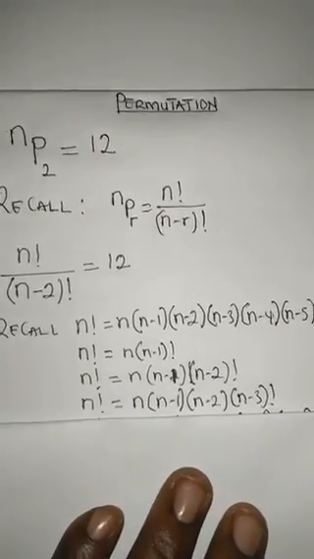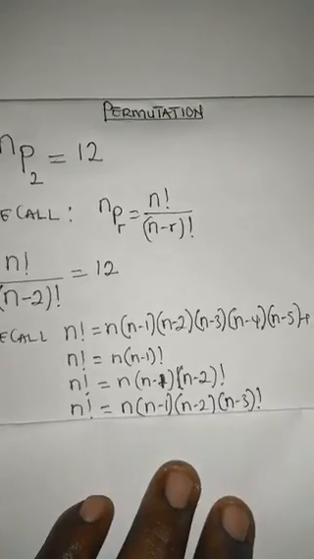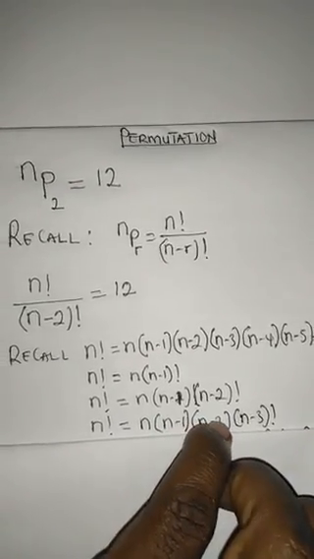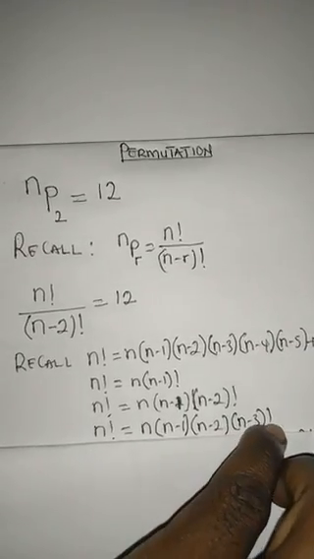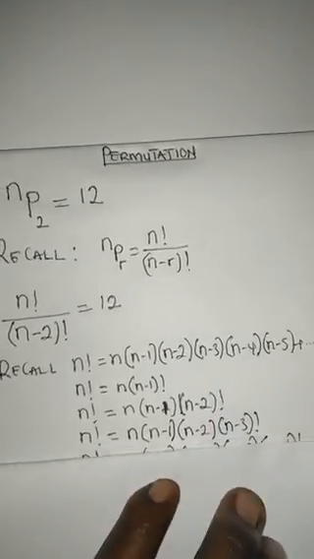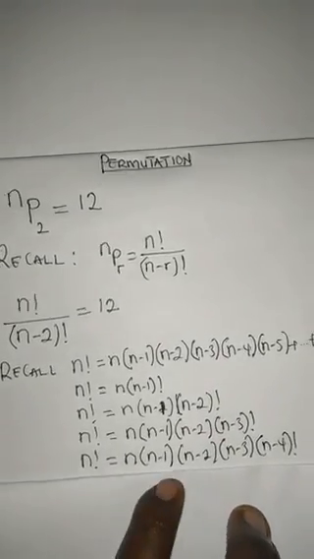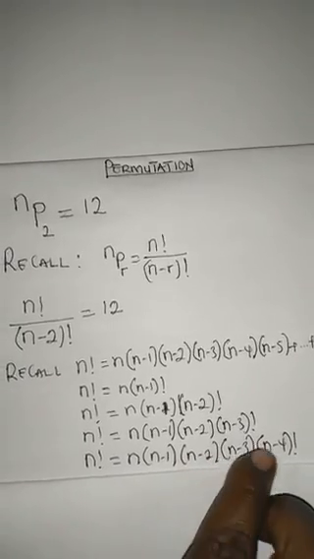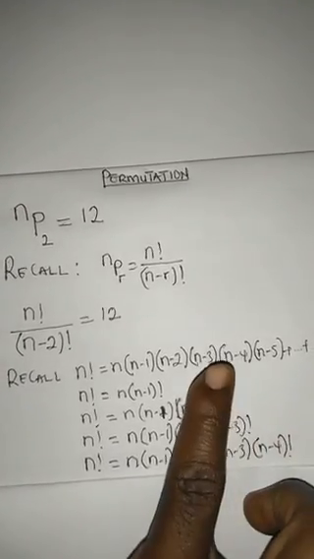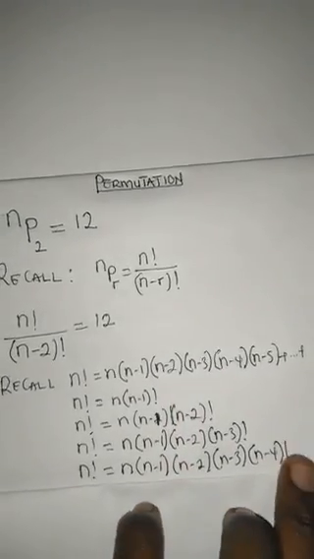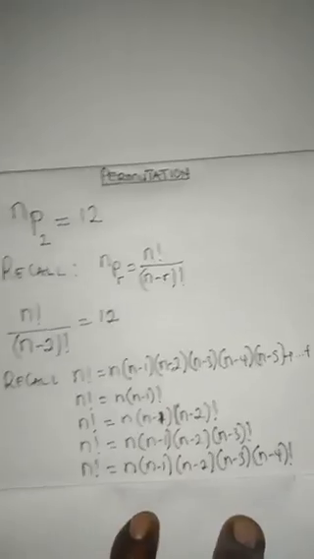My n factorial can also be n into (n minus 1) multiplied by (n minus 2) multiplied by (n minus 3) factorial, because I'm talking about n minus 3 factorial. My n factorial can also be n into (n minus 1), (n minus 2), (n minus 3), (n minus 4) factorial, because I'm talking about n minus 4 factorial. So anywhere I'm stopping, I'm going to end it with a factorial.